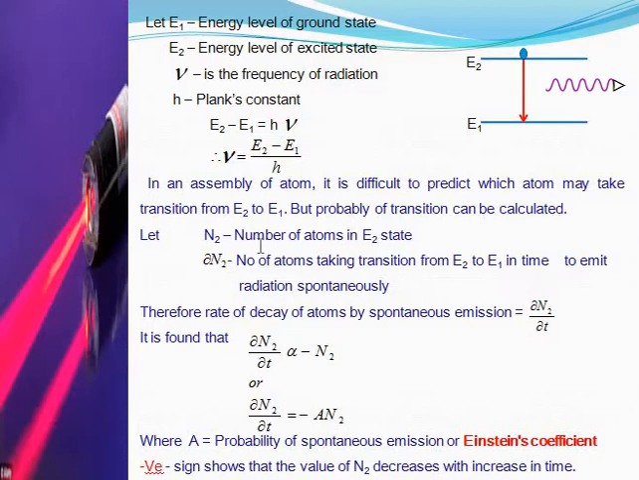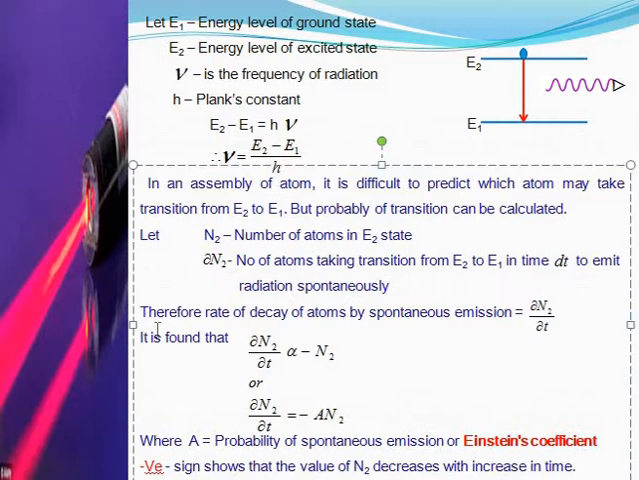Let N2 be the number of atoms in the excited state and dN2 be the number of atoms taking transition from E2 to E1 in the time t to emit a radiation spontaneously in a time dt. Therefore, rate of decay of atoms by spontaneous emission is equal to dN2 by dt. It is found that dN2 by dt is directly proportional to minus N2.